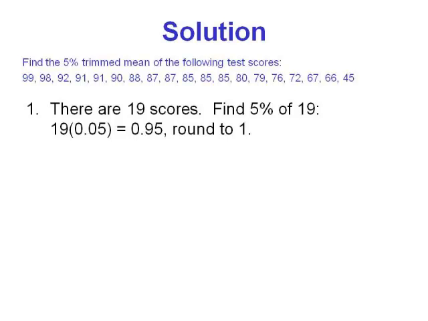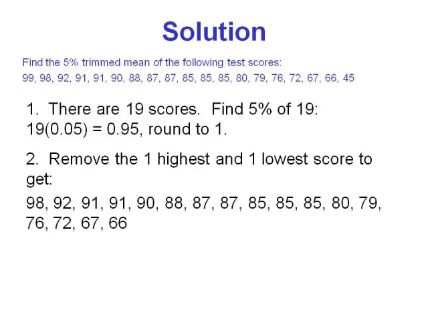Now this is how many scores I'm going to get rid of out of the list, so I need to round that off to a whole number. So if it's 0.5 or higher, go ahead and round up to 1. If it were lower, then you'd round down. And then whatever number you get, in this case the 1, that tells you how many to take off the top and how many to take off the bottom. So you'll do both. So 1 off the top, 1 off the bottom. That's going to leave me 17 scores, and I've got the new list written there.